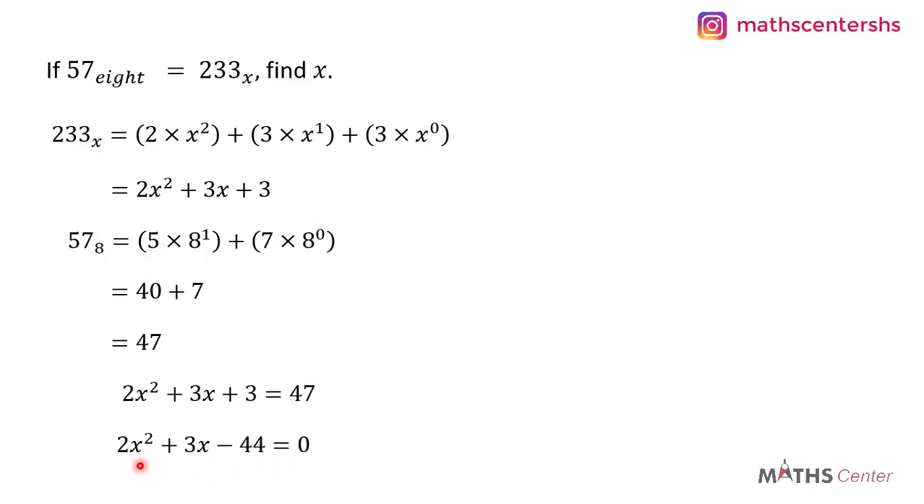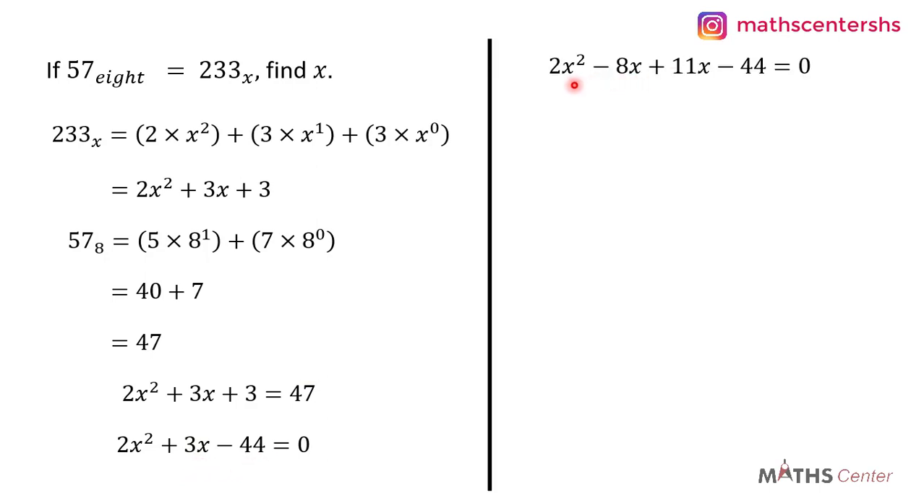To solve it, we will multiply the constant term by the coefficient of the squared term. The squared term here is 2x squared, and the coefficient of x squared is 2. So we will multiply 2 by the constant term, which is negative 44. 2 times negative 44 will give us negative 88. So we are going to look for two numbers that when you multiply, you will get negative 88, but when you add them, you get 3. And those two numbers are negative 8 and 11. So you will replace 3x here with negative 8x and 11x.